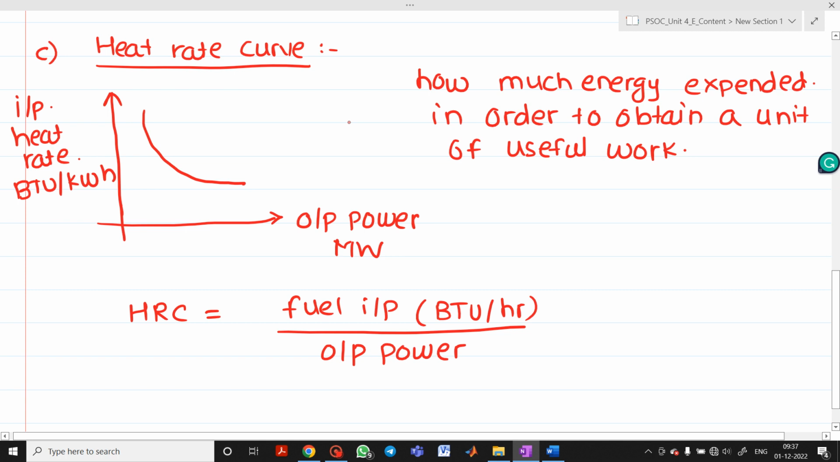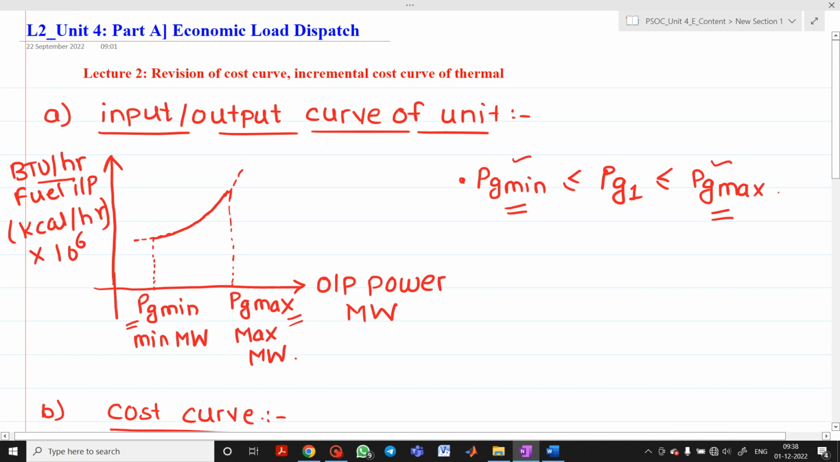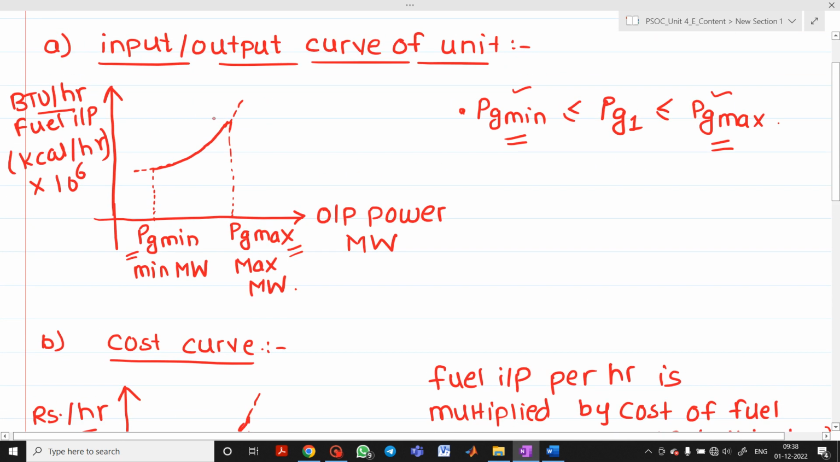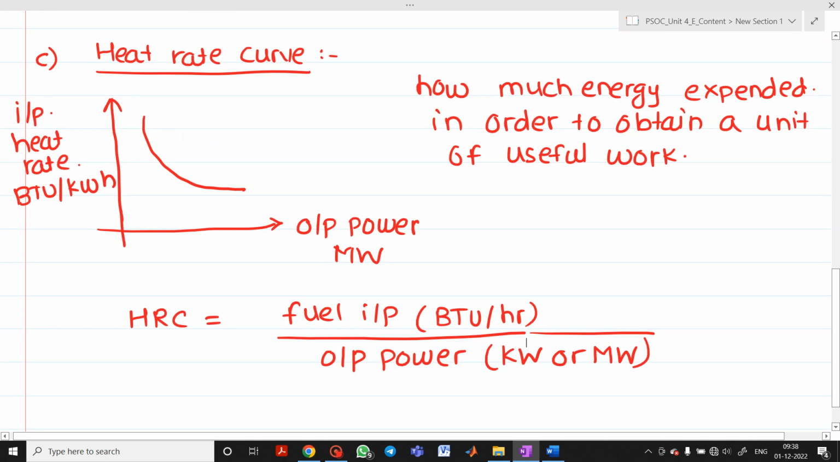Now that depends upon whatever the unit will be. It might be kilowatt or it might be megawatt. So this is the definition of heat rate curve. It is the slope of the input-output curve at any point. If you see, this is our input-output curve. So if we draw a slope to the input-output curve, then we will get this curve, that is the heat rate curve.